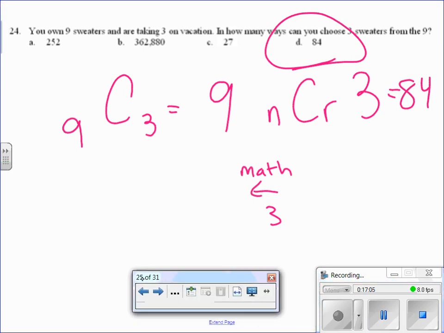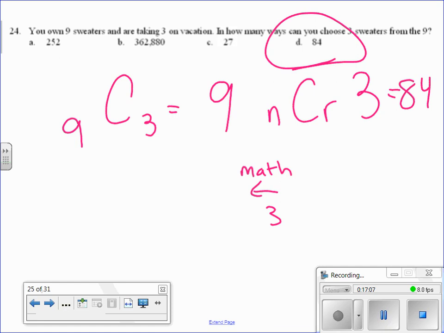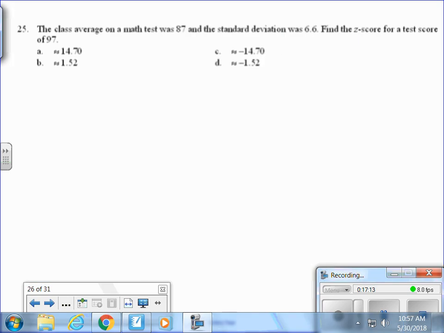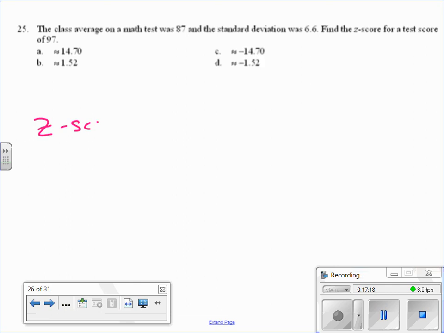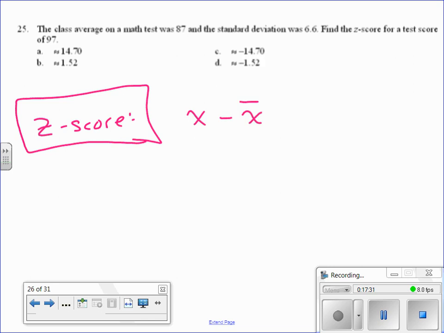Last one, math scholars. Ready? Alright, so on this one we will need the z-score formula, because it's been a while since we've done z-score and probability and stuff. So I have the formula written down here. The z-score formula is x minus x bar over sigma. So I'll refresh what all these numbers mean.